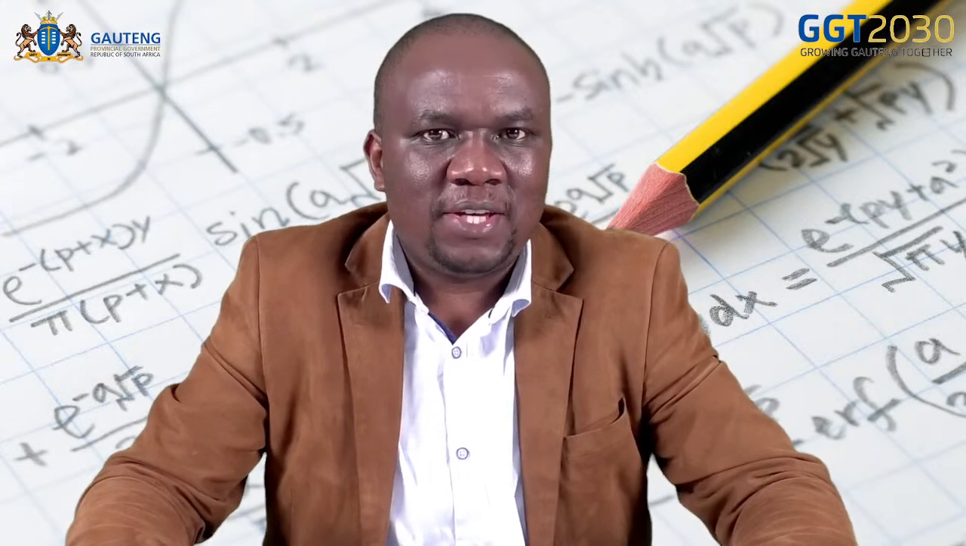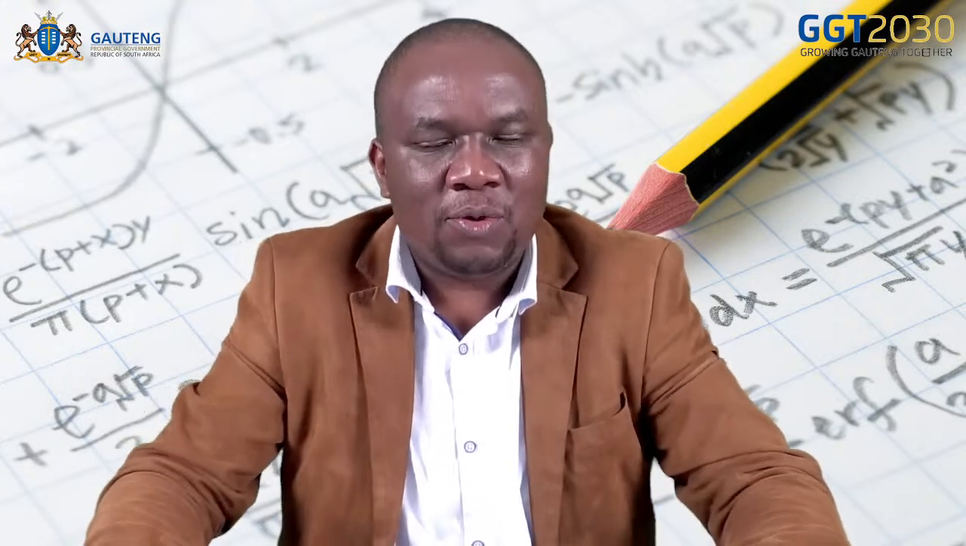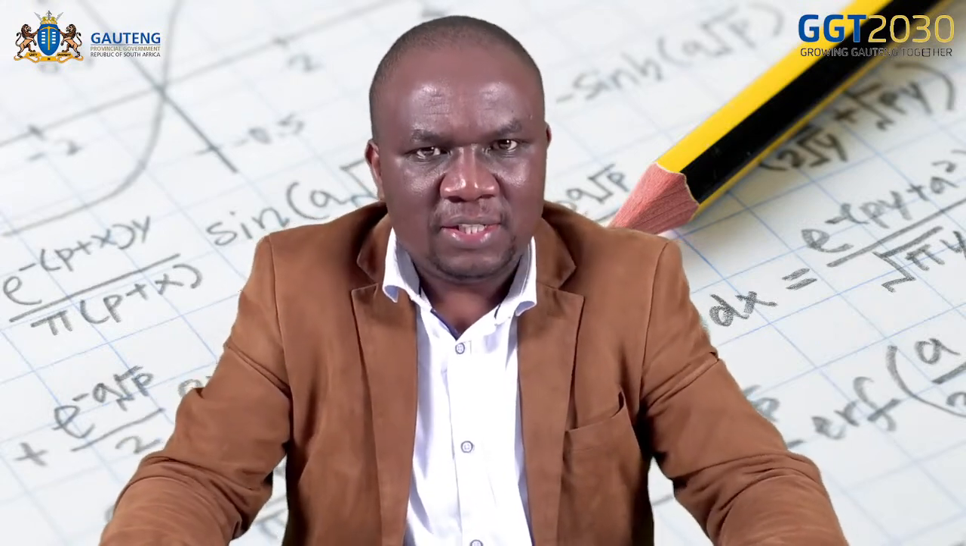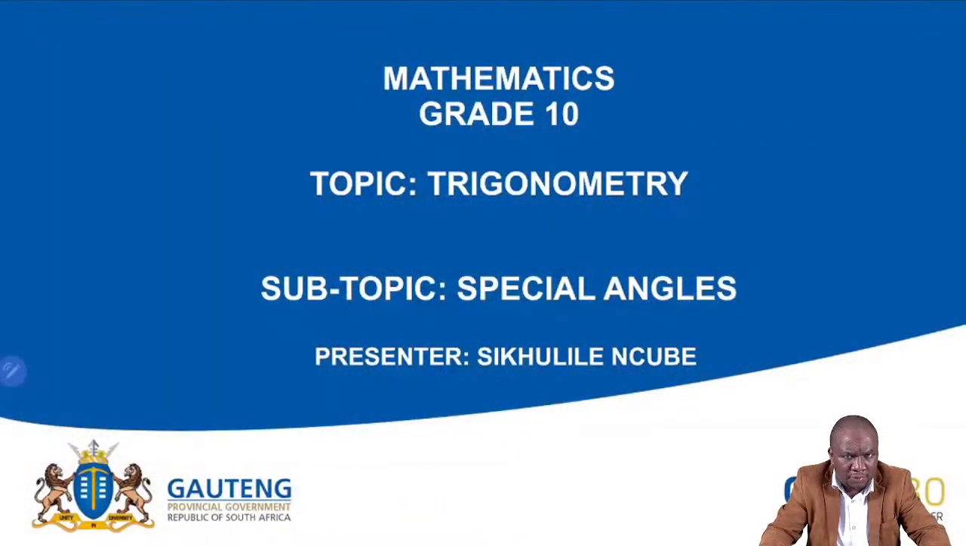Right, grade 10s, we have to be ready for our lesson. Today, we're dealing with special angles, still doing our trigonometry. You remember that? What have we covered in trigonometry? We talked about the trigonometric ratios, and then the reciprocals of the trigonometric ratios. We talked about the angles in the Cartesian plane. Remember that? Quadrants 1, 2, 3, 4.